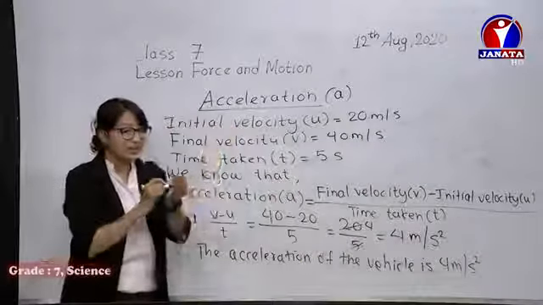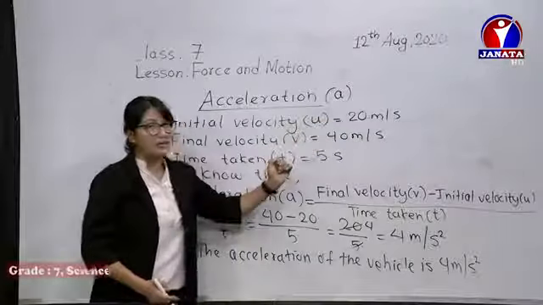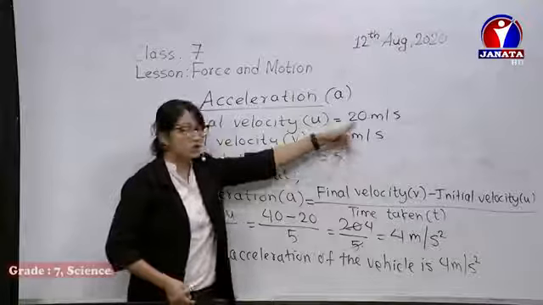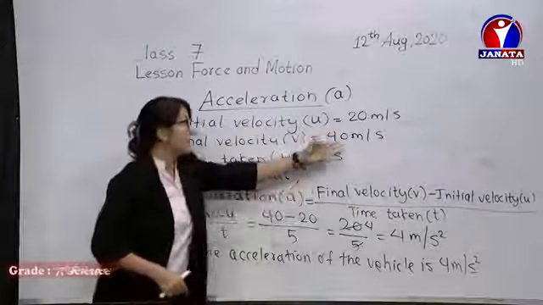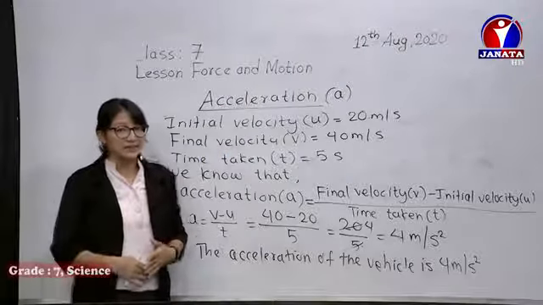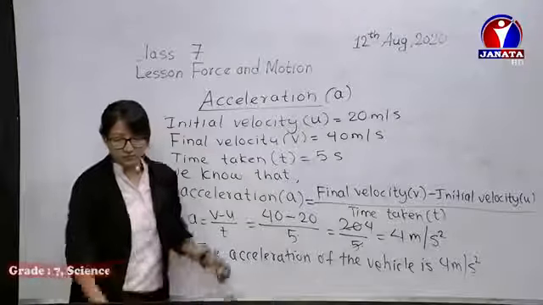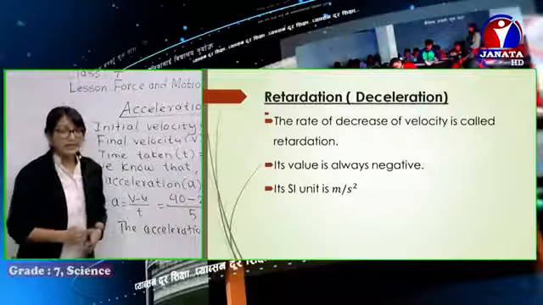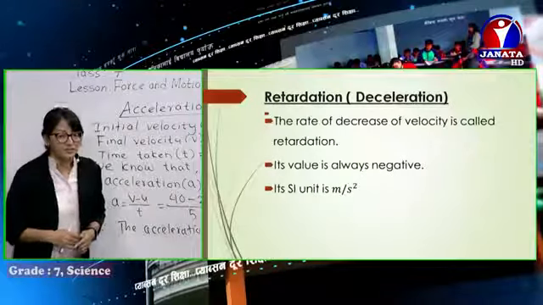Now, acceleration, once again, let me define it in a simple way. Acceleration is simply the change of velocity per unit time. One thing to keep in mind: if the velocity increases, it was 20 in the beginning, afterwards it became 40, then that is considered acceleration. Now, what if the velocity decreases? If the velocity decreases, we consider that condition as retardation or deceleration. We can say it is the rate of decrease of velocity.